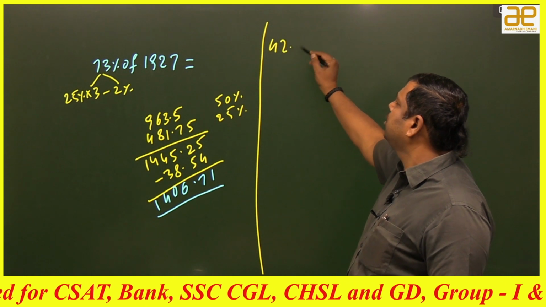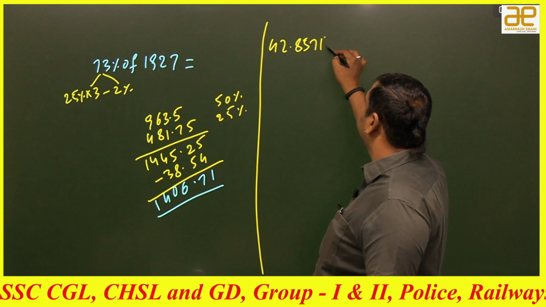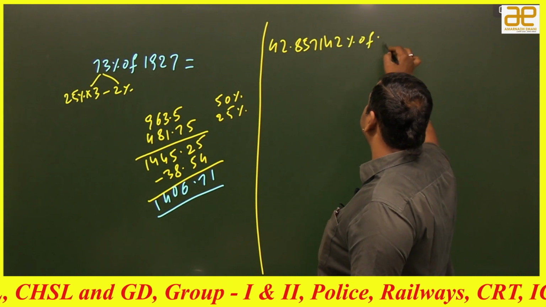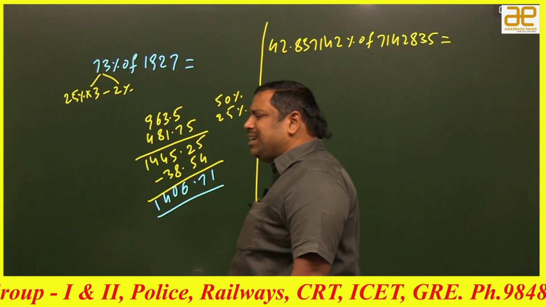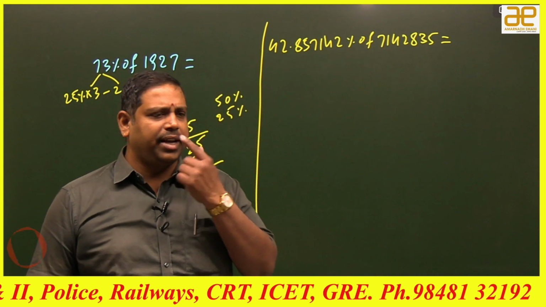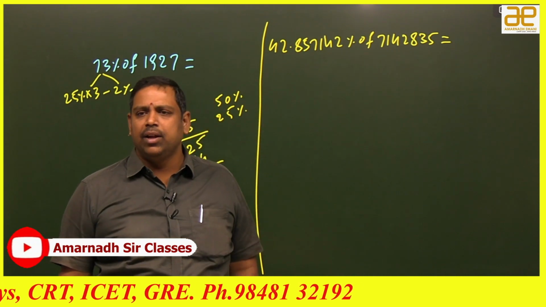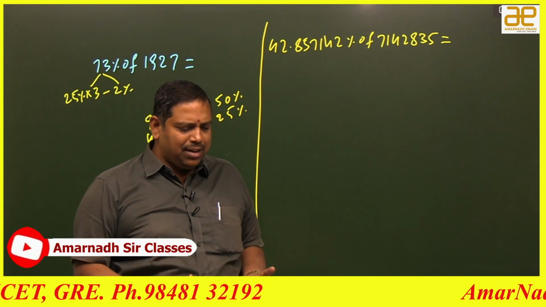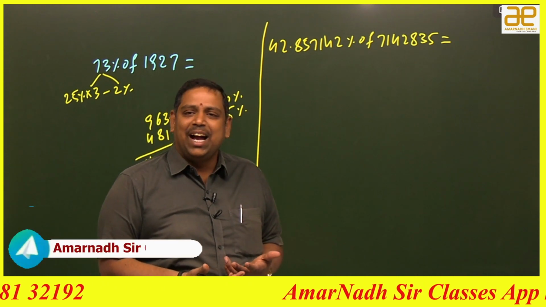Suppose he is asking a question: 42.857142% of 7142835 is how much? Then literally in the examination, if it is the first question, we will cry. If the second and third questions are also similar, automatically we will feel that why should I write the examination? Why don't I leave it? Am I right or wrong?